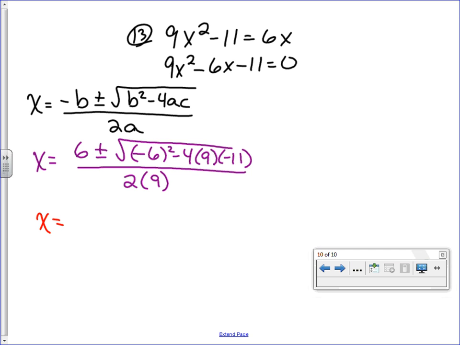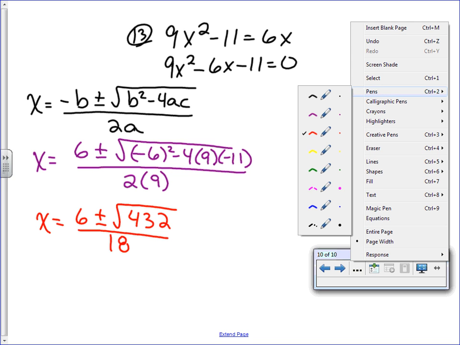Now what I want to do is I want to go ahead and find the discriminant. I want to find that piece that's underneath the square roots. So you're going to go to your calculator and you're going to enter negative 6 squared minus 4 times 9 times negative 11. Just make sure you're using parentheses around your negative 6. All right, what do we get? 432. So we're getting 432. And if I multiply 2 times 9, 2 times 9 is 18.